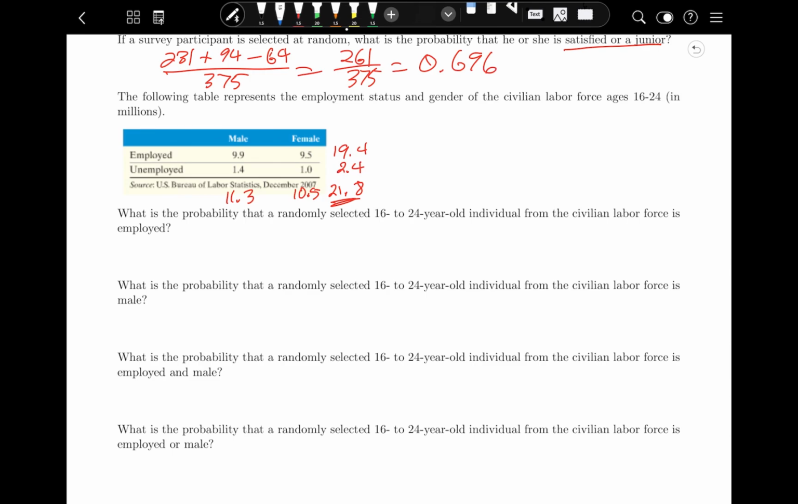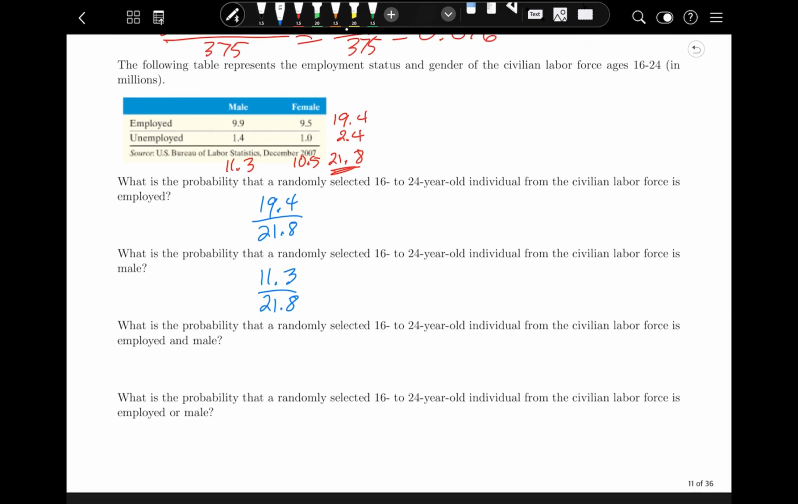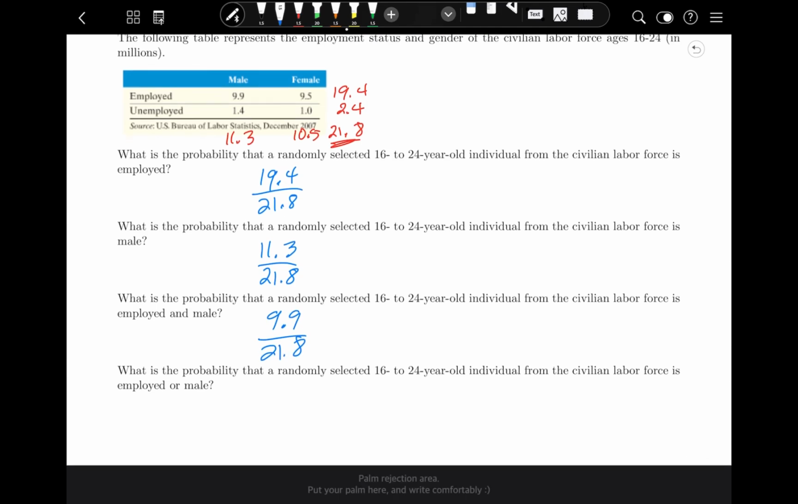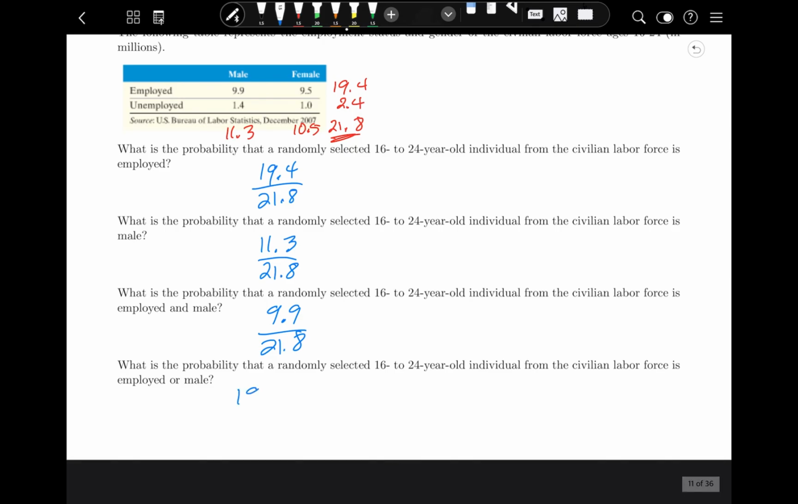So what is the probability that a 16 to 24-year-old individual from the labor force is employed? So you take total for employed divided by the total. What is the probability that a randomly selected 16 to 24-year-old individual from the civilian labor force is male? So you take the total for male divided by the total. Then what is the probability that they're both? So you take the total for male and employed, and then you can add and subtract. So it'd be 19.4 plus 11.3 minus 9.9 over 21.8.